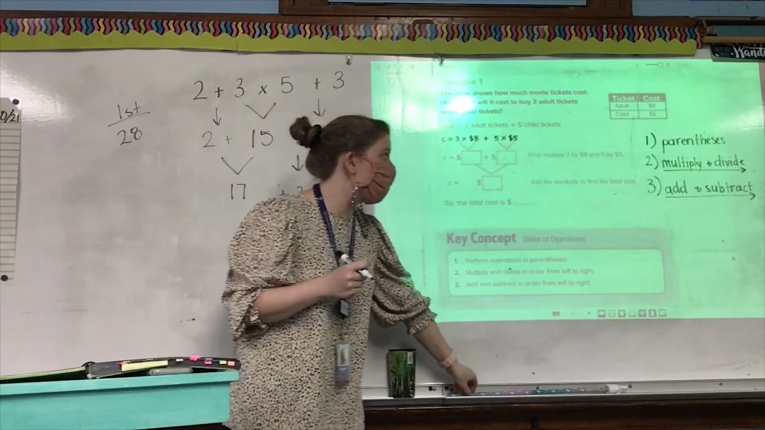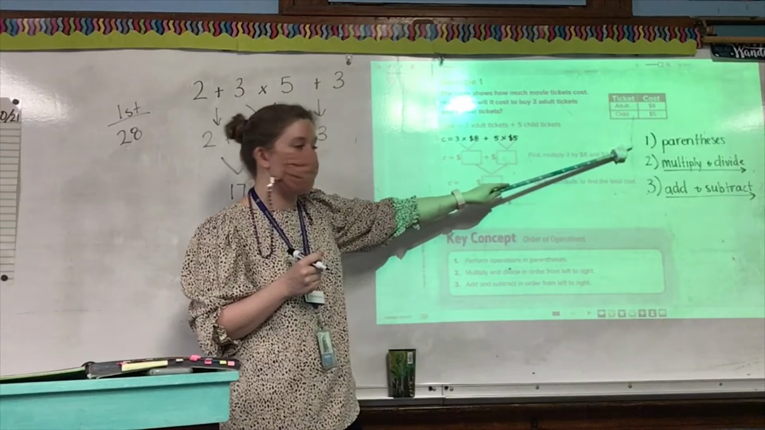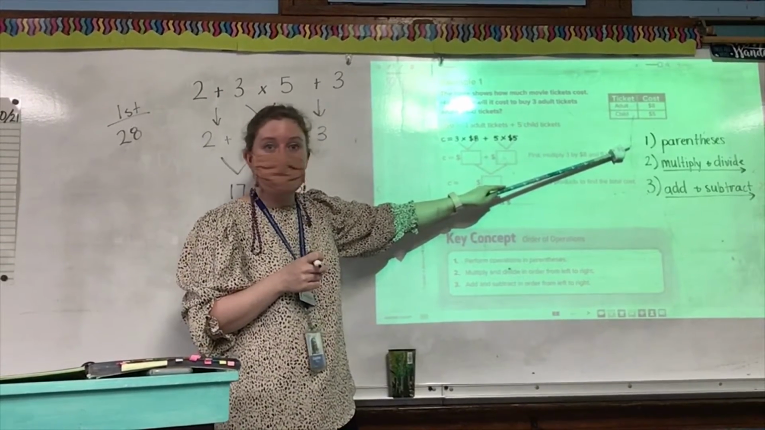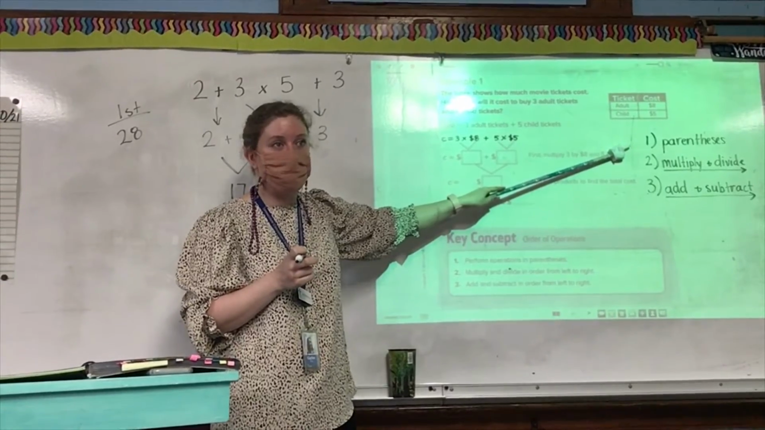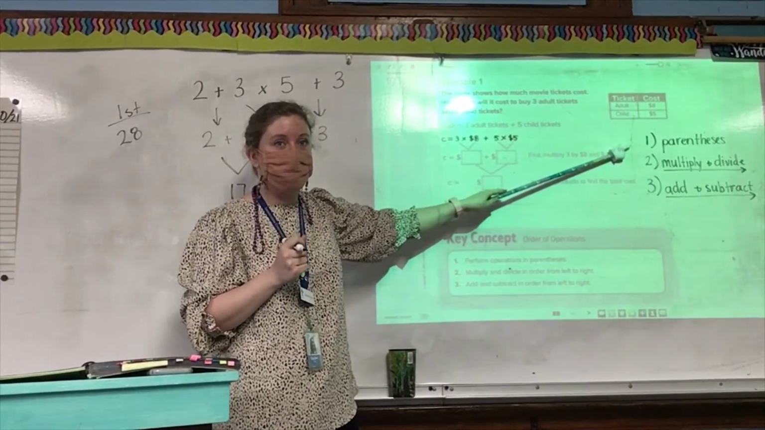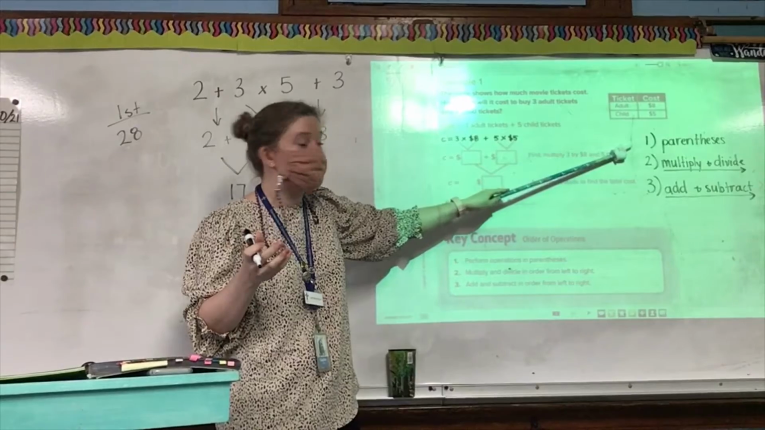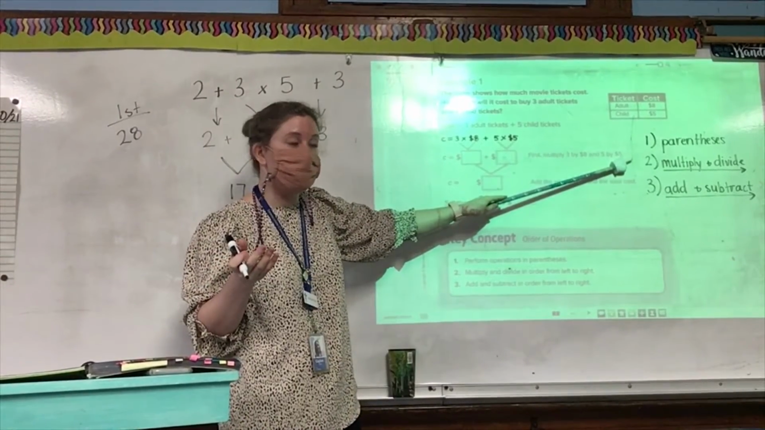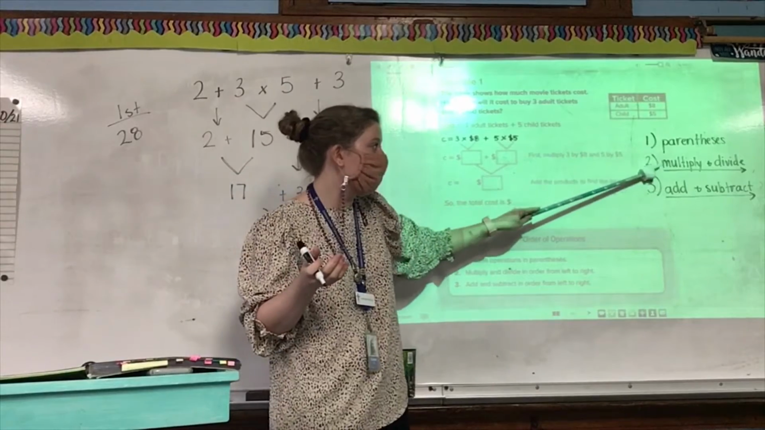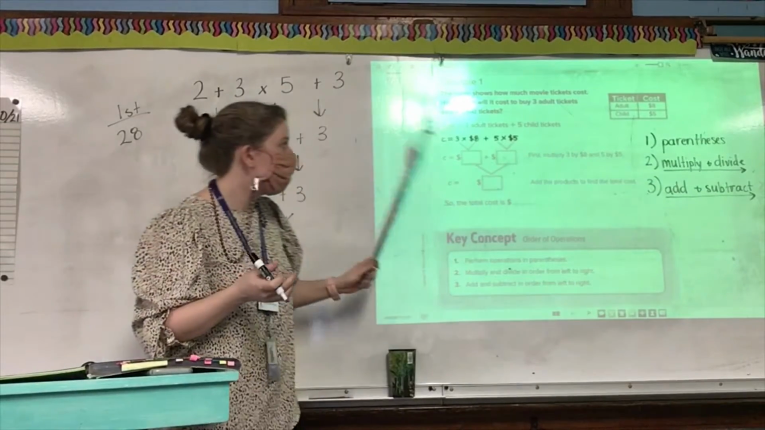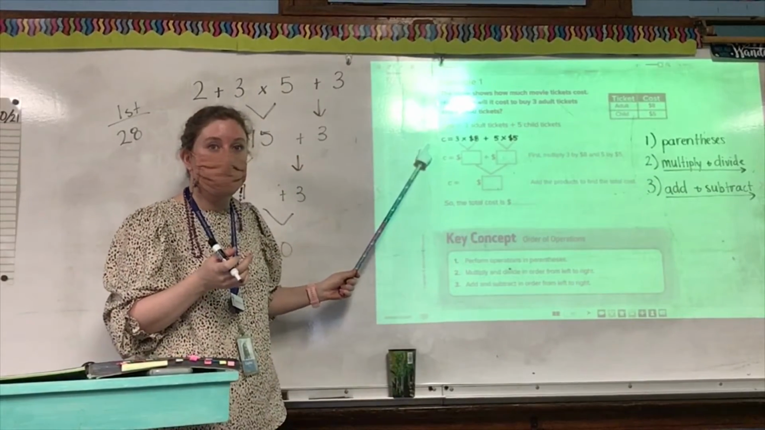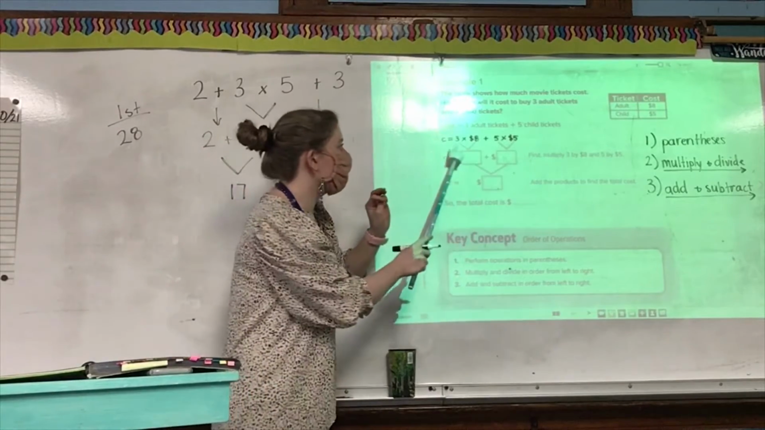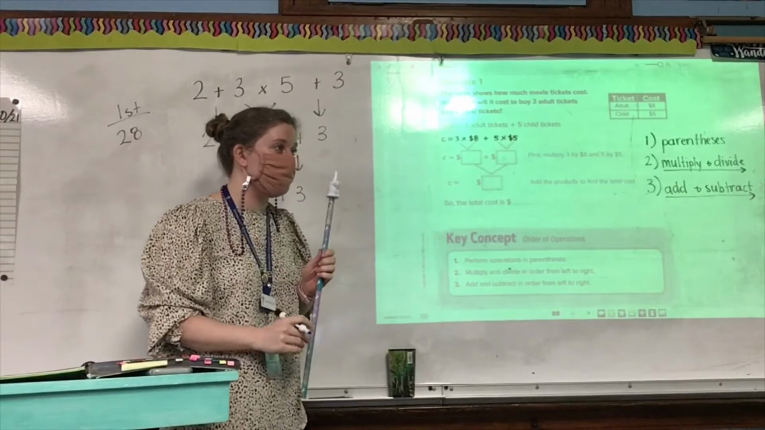Now, order of operations says we have to do parentheses first. Class, do we have any parentheses in this problem? No. Does that mean it's broken, we can't solve it, it's just a mess and we don't know what to do? No, we just skip step 1 and we go to step 2, which says to multiply and divide from left to right. Do we have multiplication? Yes. We start on the left. So we do 3 times $8 first.